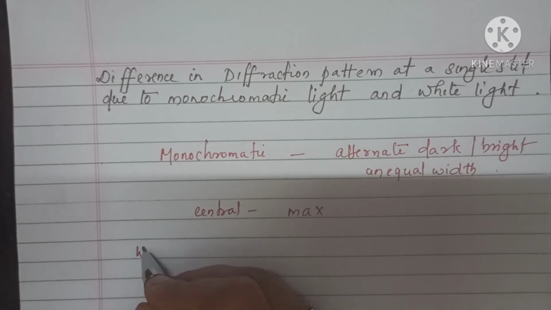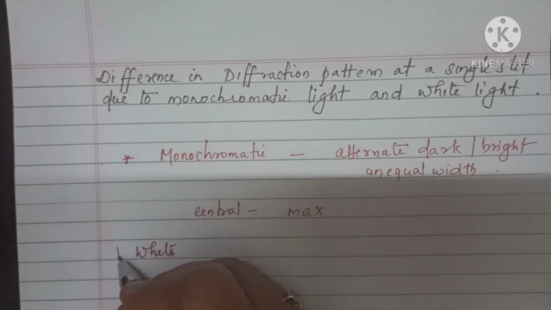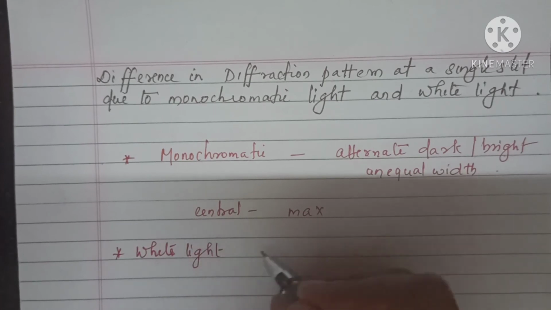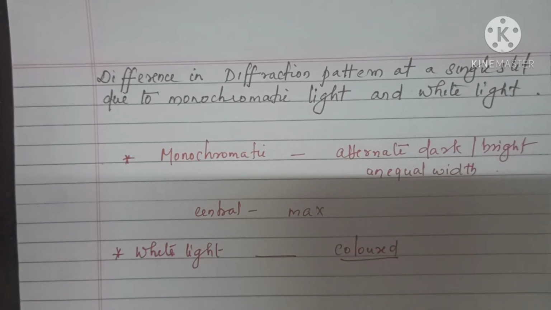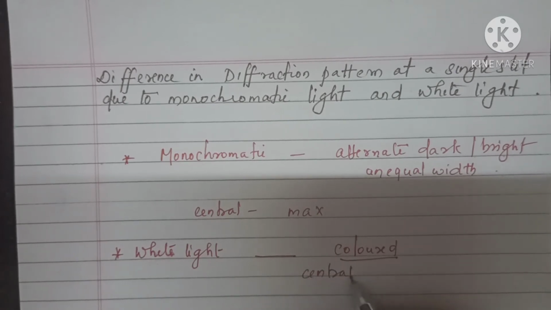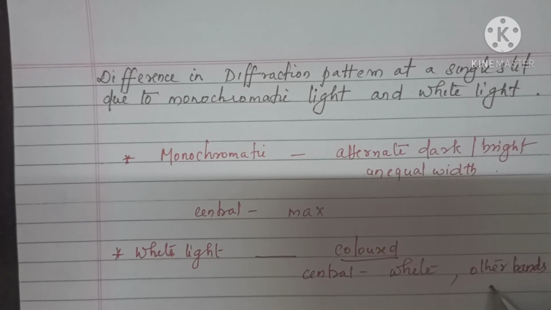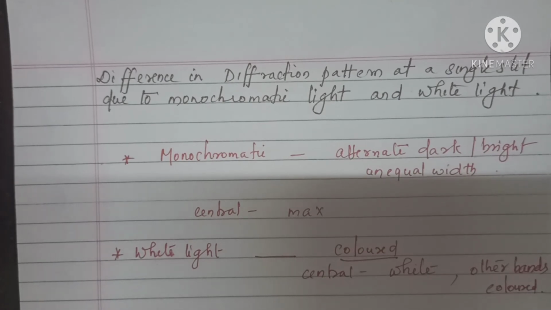Suppose you are using white light instead of monochromatic light, you will get a diffraction pattern which is colored. That means you will not get the alternate dark and bright bands there. Instead, you will get a colored pattern. In that case, the central fringe will be white in color, but the other bands will be colored. Clear? Other bands will be colored. This is a good question, so keep it in mind.